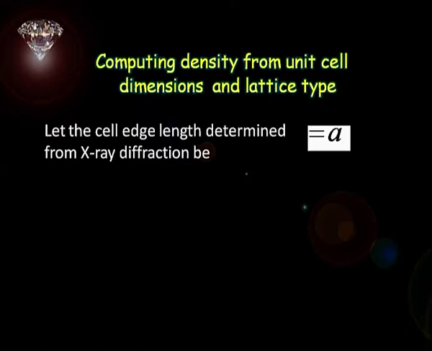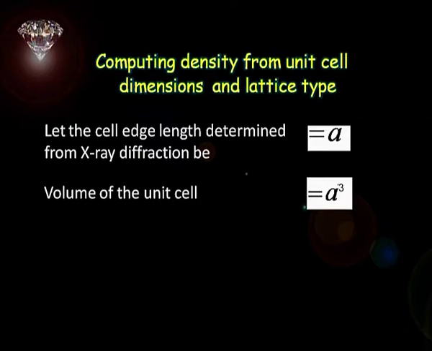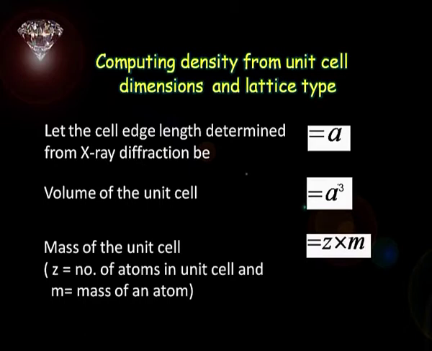Of course, the volume of the unit cell will be equal to a cube, which is straightforward because it is a cubic system. So, the volume of a cube is length into length into length, or a cube. If I look at the mass of the unit cell, the mass of the unit cell will be equal to Z into m, where Z is the number of atoms in the unit cell, which could be 1, 2 or 4, depending on whether it is a simple cubic, body centered cubic or face centered cubic unit cell, and m is the mass of one atom.